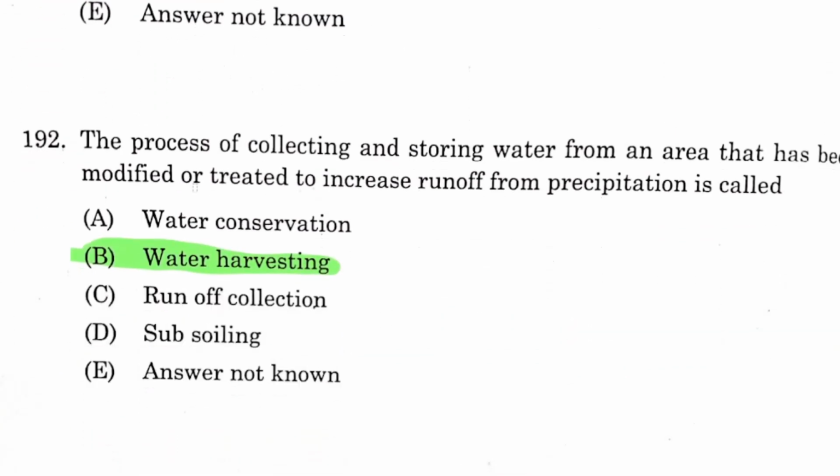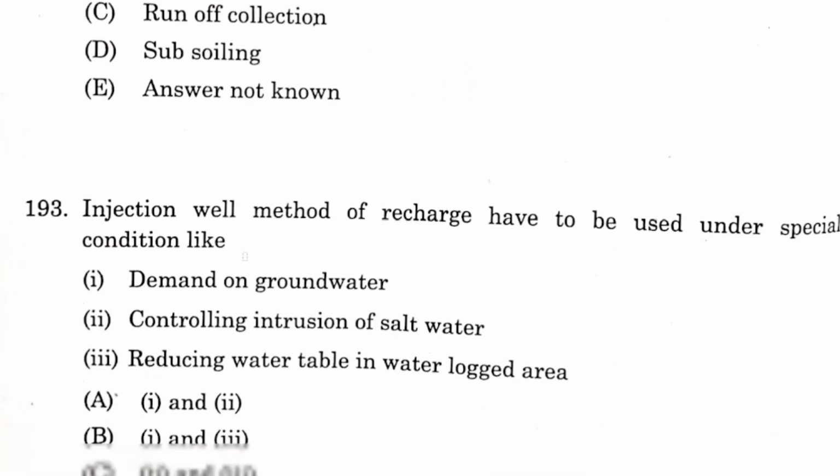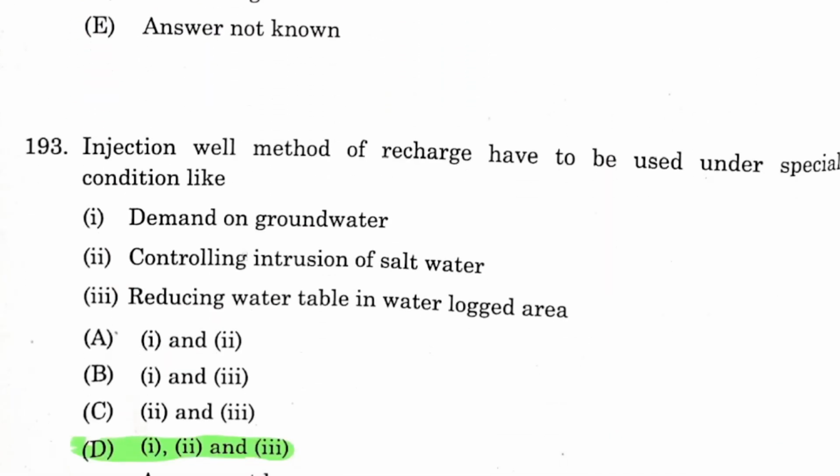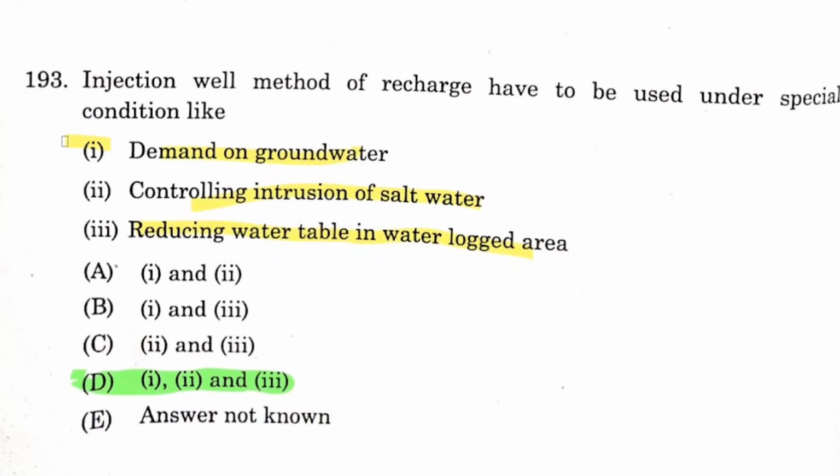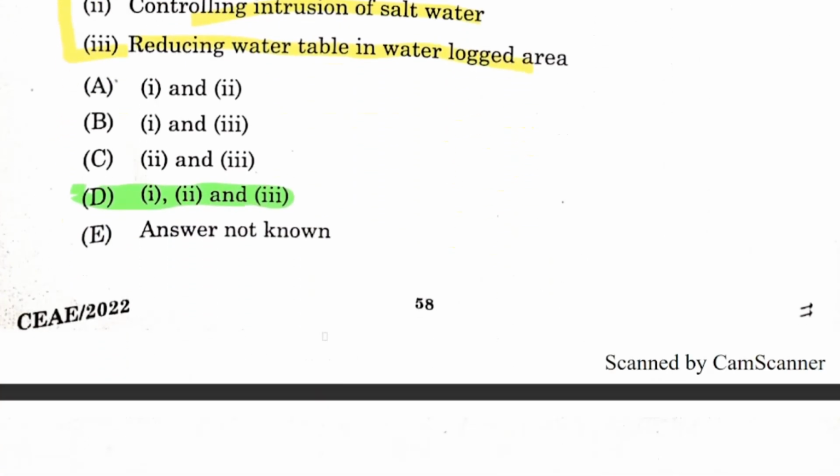Next, 192. The process of collecting and storing water from an area that has been modified or treated to increase runoff from precipitation is called water harvesting. Next, injection well method. Recharge has to be used under special conditions like demand on groundwater, controlling intrusion of salt water, reducing water table in waterlogged areas. So all three statements are correct here.